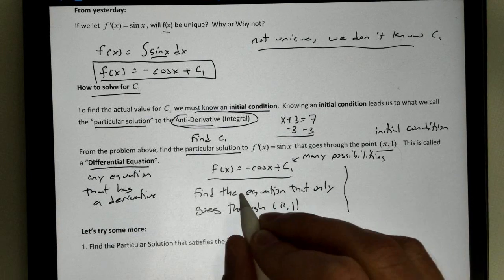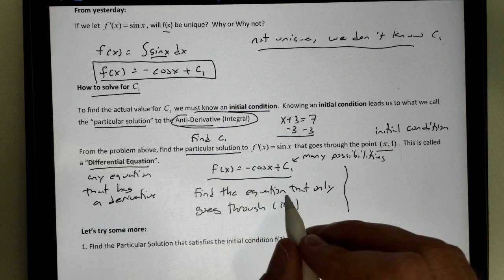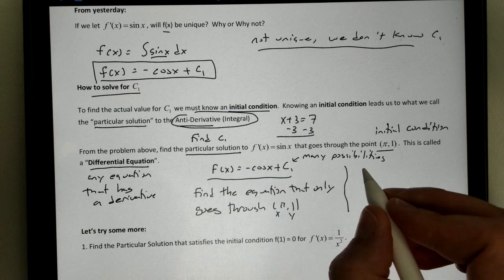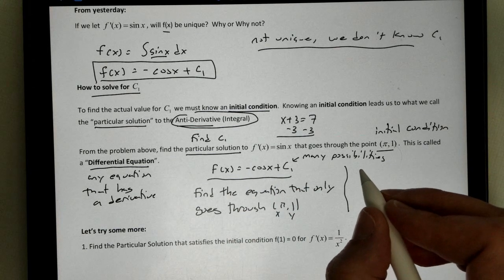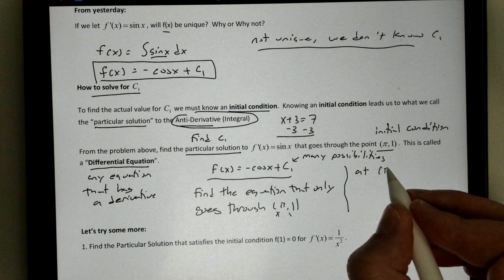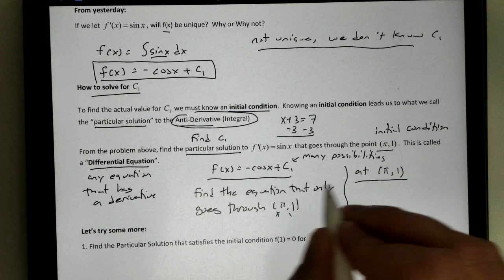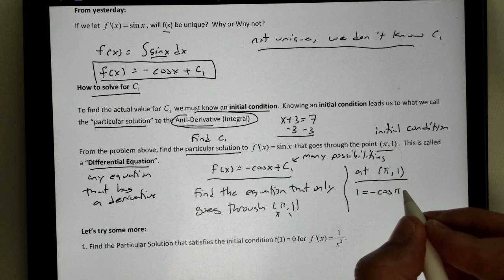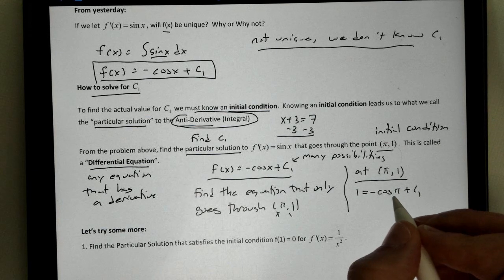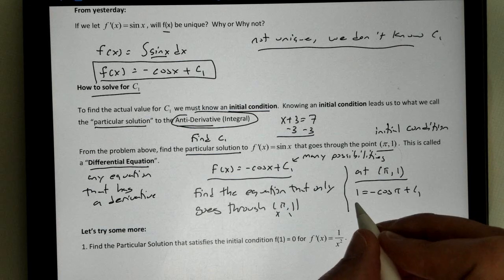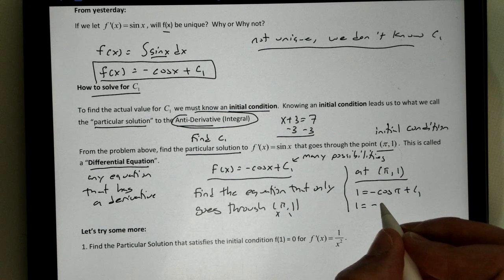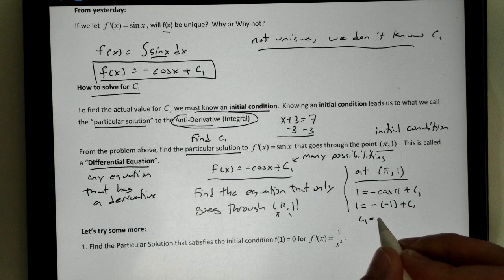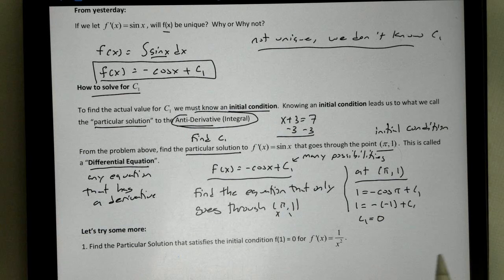And I can solve that. This is my function. My x value is pi. My y value is 1. And I can just plug that in. Given my function at the point (pi, 1), if I plug it in, my y value is 1, negative cosine of pi plus c1. Well, what's the cosine of pi but negative 1? So this is 1 equals negative times a negative 1 plus c1. So c1 just becomes 0 if we solve it.